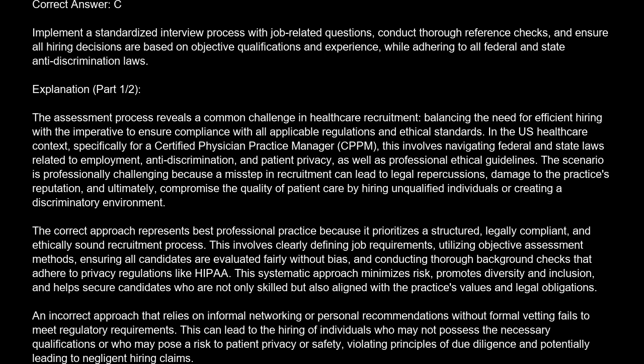An incorrect approach that relies on informal networking or personal recommendations without formal vetting fails to meet regulatory requirements.